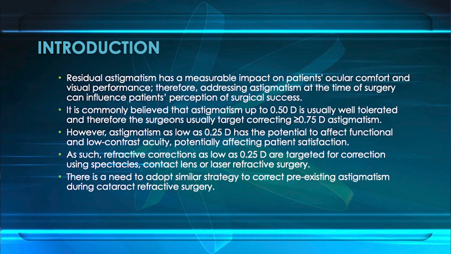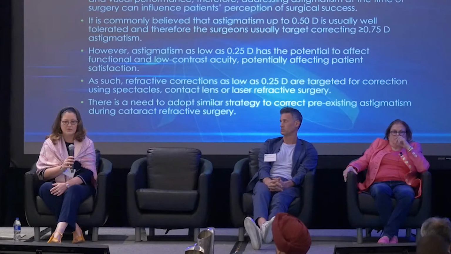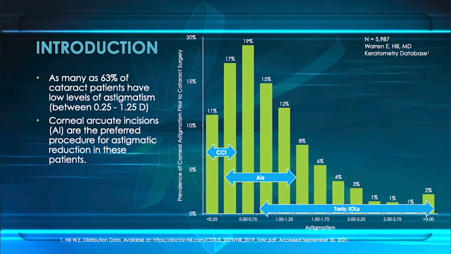And the old hat way of thinking has been a half a diopter or more will treat, half a diopter or less was well tolerated. But astigmatism as low as a quarter diopter is treated in refractive surgery, such as laser vision correction. And that quarter diopter has the potential to affect the function and low contrast acuity, and also the patient's satisfaction. So targeting corrections as low as a quarter diopter, I think is appropriate.